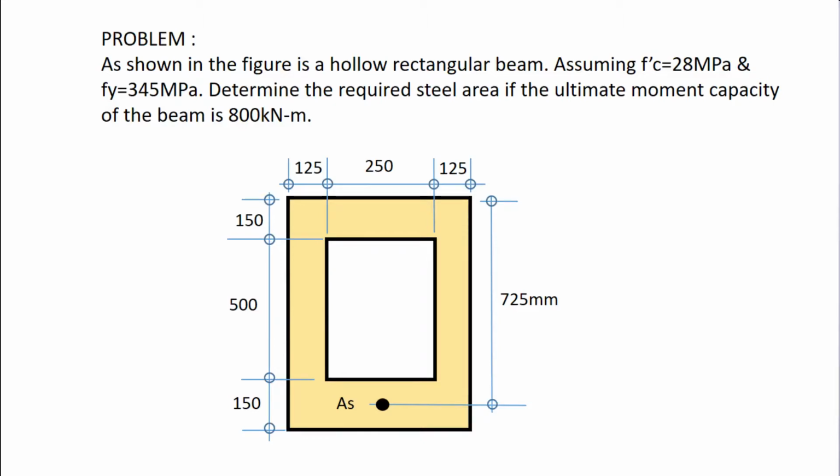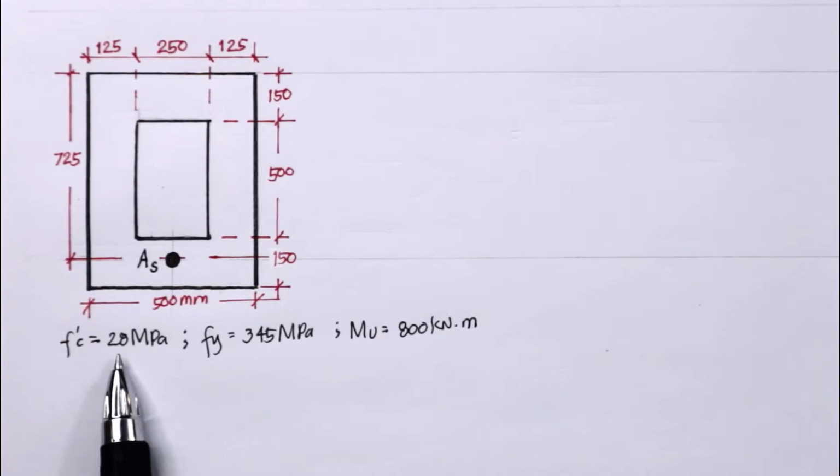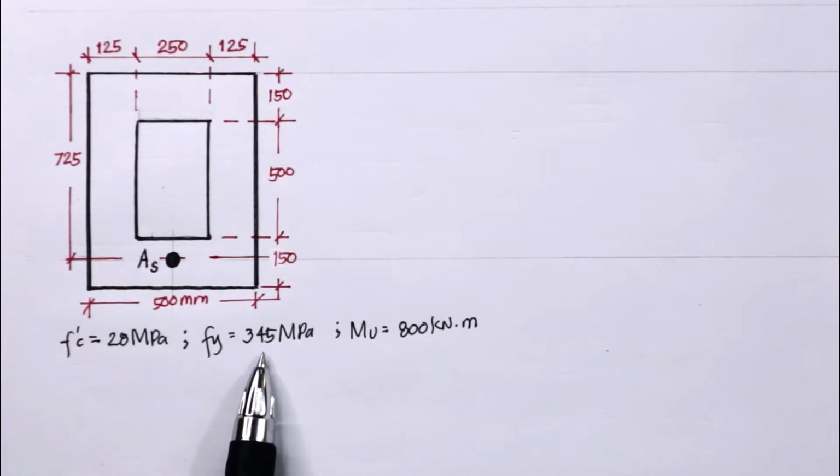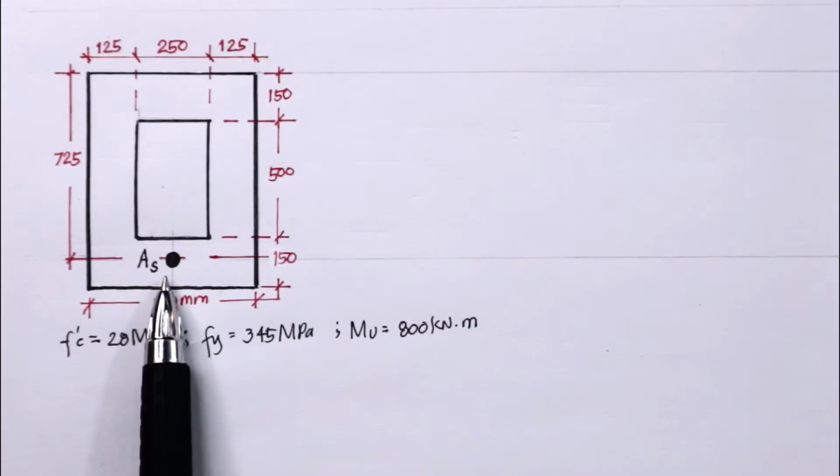For the problem in this video, given is a hollow rectangular beam. Assuming F'C is 28 megapascal and Fy is 345 megapascal, determine the required steel area if the ultimate moment capacity is 800 kilonewton meter. Drawing ko lang ulit yung figure na given sa problem with the given value of F'C 28 megapascal, Fy 345 megapascal, and the ultimate moment capacity, Mu, is 800 kilonewton meter. Determine the value of AS.